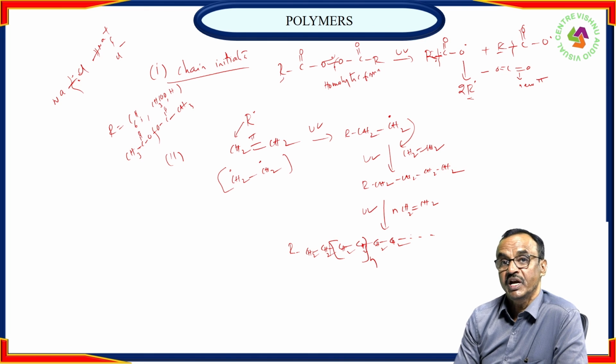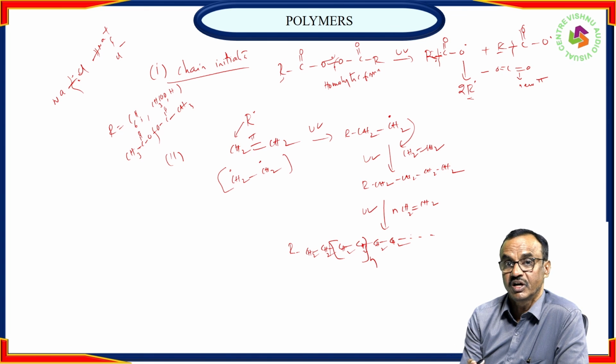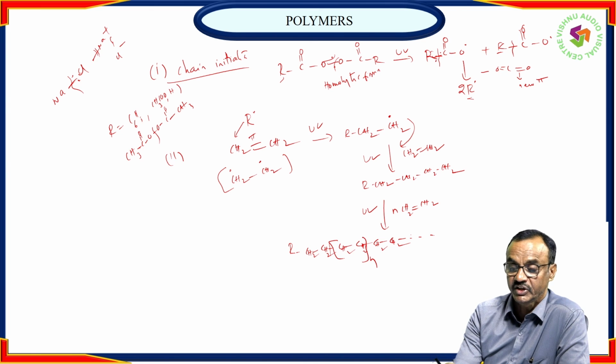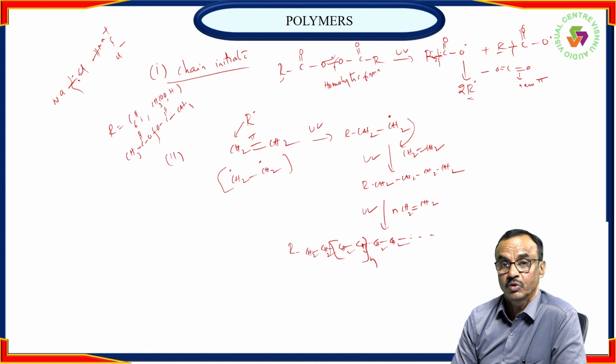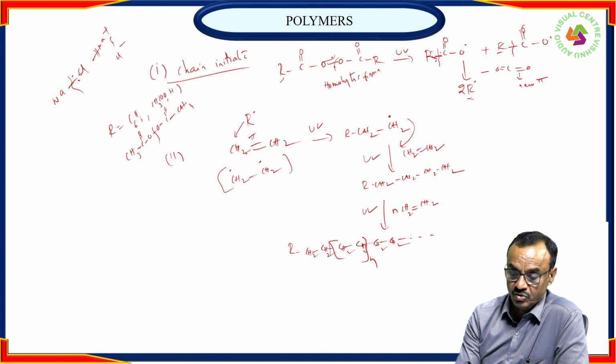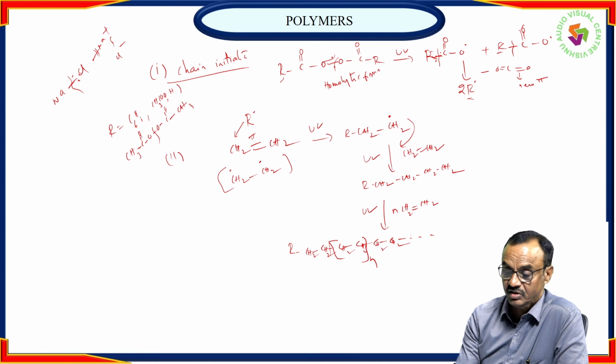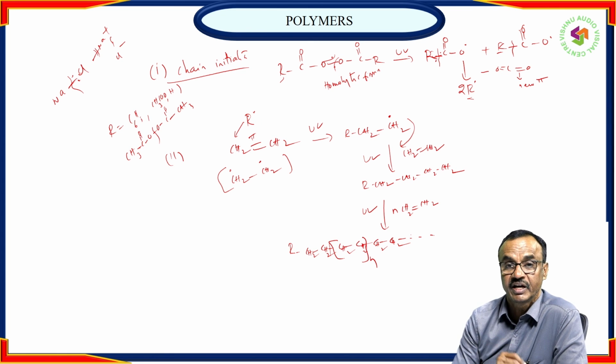Initially, homolytic fission takes place. Peroxide undergoes homolytic fission. Why do they undergo homolytic fission? I already explained. So free radicals form. Once free radicals are formed, they will attack monomers in the closed system. So in chain propagation, chain length increases. One free radical attacks a monomer.